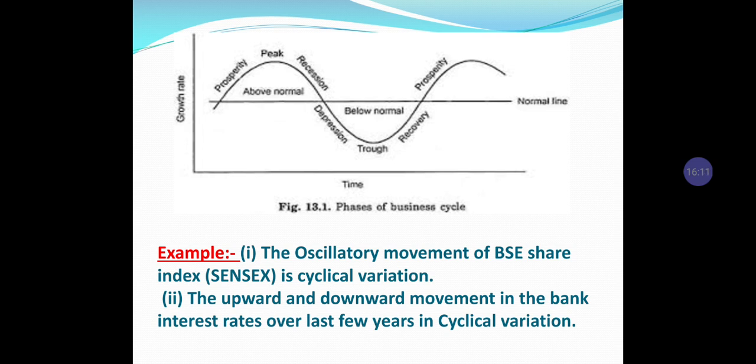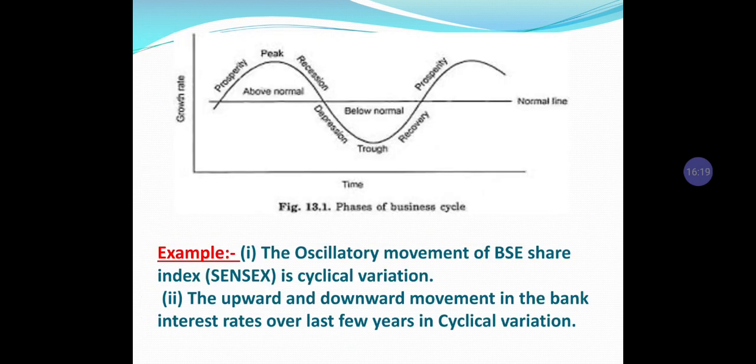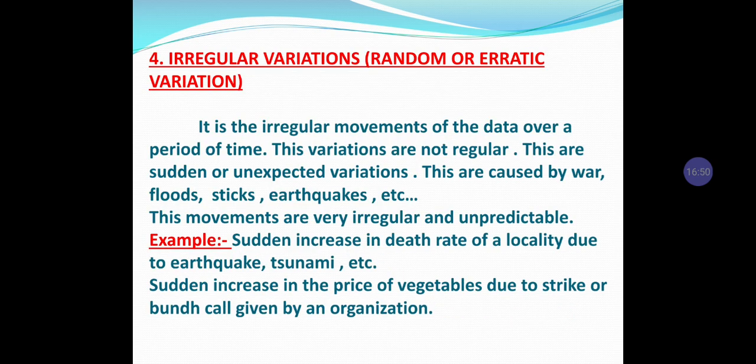So this is your business cycle, where you have four stages, that is upward and downward movement. In a wavelike way, initially it is in growth, then it declines, and it keeps declining till it reaches the lowest point, then it will be increasing. The oscillatory movement of the SEBI share index or Sensex is cyclic variation. Day by day the Sensex has a graph. One minute, I'll show how the Sensex works.